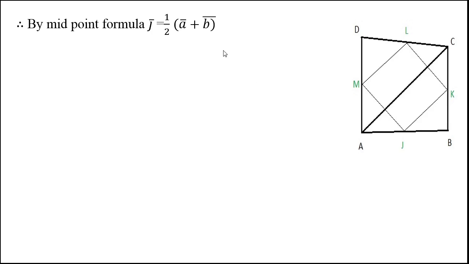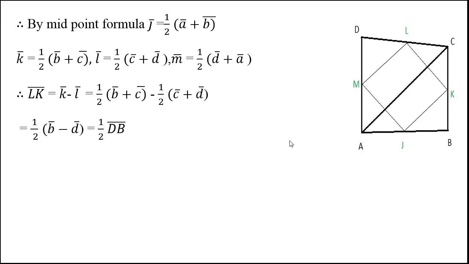So I will use the midpoint formula. I have written J bar, it is half of a bar plus b bar, a bar plus b bar upon 2. Similarly, I can write K bar as b bar plus c bar upon 2, L bar as c bar plus d bar upon 2, and M bar is d bar plus a bar upon 2. So here I have written the position vectors of all midpoints in terms of endpoints. Then I have obtained this vector LK.